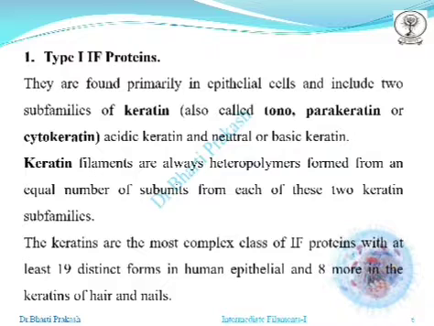filament proteins. They are found primarily in epithelial cells and include two subfamilies of keratin: the acidic keratin and the neutral or basic keratin. The keratin filaments are always heteropolymers formed from an equal number of subunits from each of these two keratin subfamilies. The keratins are the most complex class of IF proteins with at least 19 distinct forms in human epithelial and 8 more in the keratins of hair and nails.